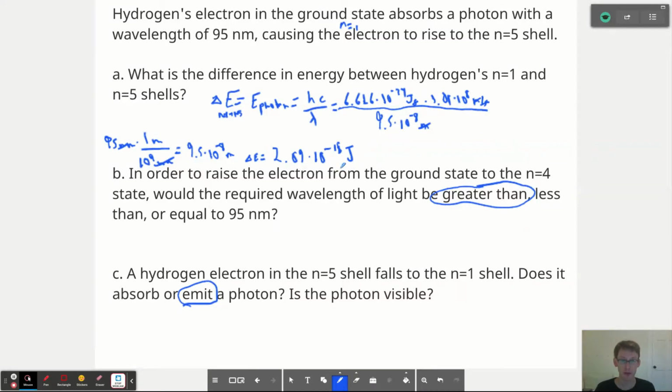It will be this one here, that 2.09 times 10 to the negative 18th joules, which corresponds to a wavelength of 95 nanometers that we started with. And so the answer to this question, is it visible? No, it is in the ultraviolet range, because UV is less than 400 nanometers and 95 is less than 400.